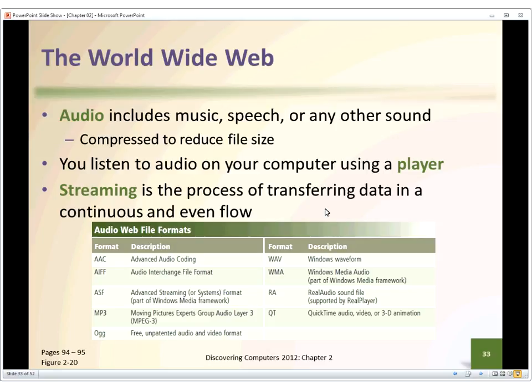Here are some of the audio web file formats. So you can see files that have this format as well. So MP3 is a common one. WAV file for Windows audio, and there's some others listed there as well. QuickTime for the Apple computer.